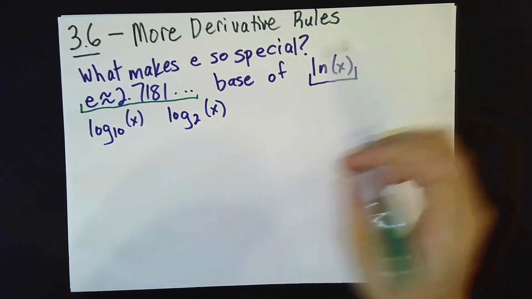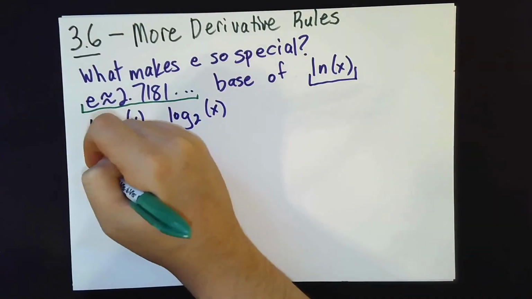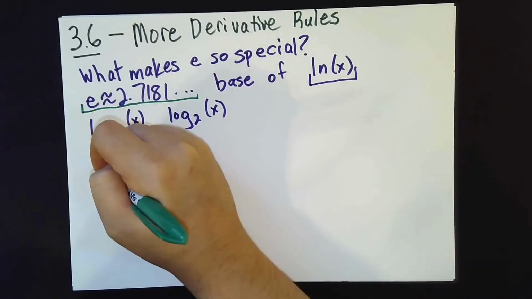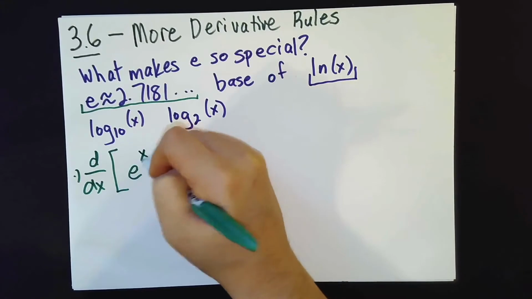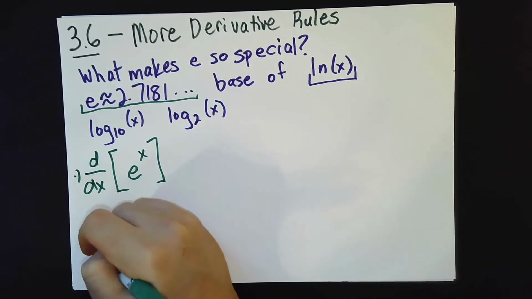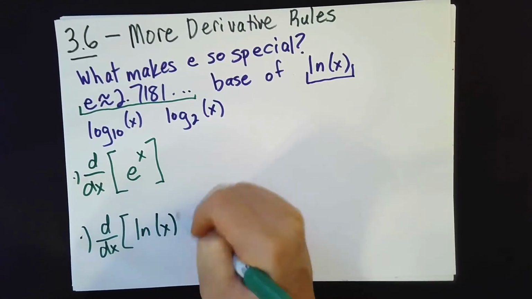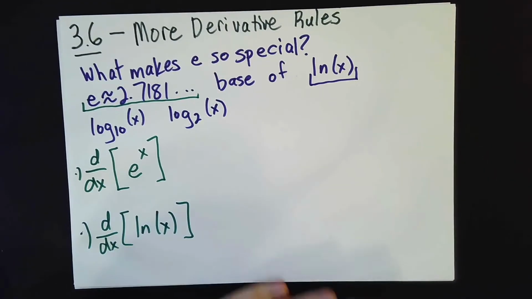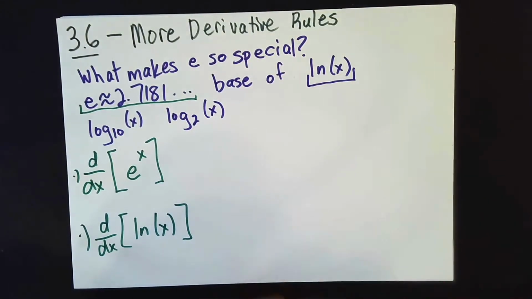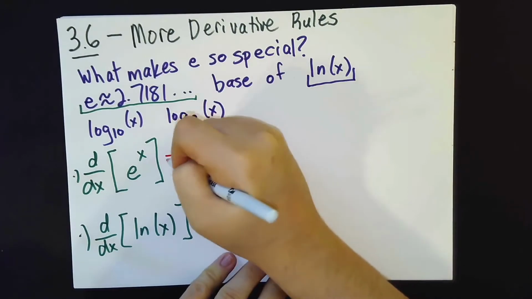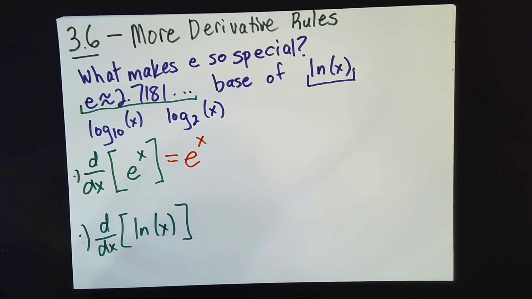And the thing that's special about both of these concerns derivatives. Namely, we have two new formulas. The first new formula is what happens if you take the derivative of e to the x, and the second new formula is what happens if you take the derivative of the natural log of x. Now, the somewhat remarkable thing that happens when you take the derivative of e to the x is that you in fact get e to the x again. Okay. e to the x is its own derivative.